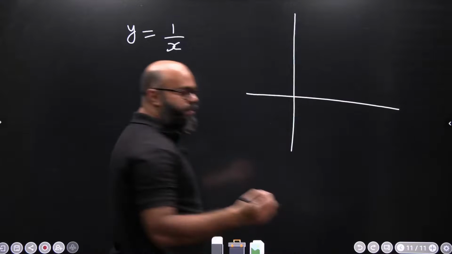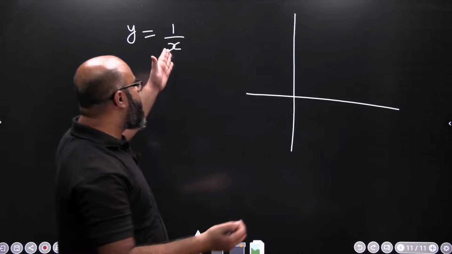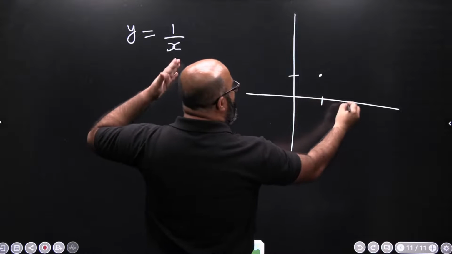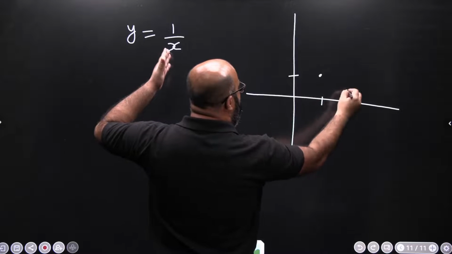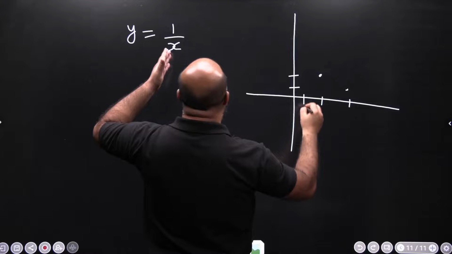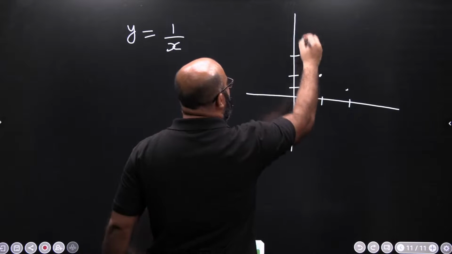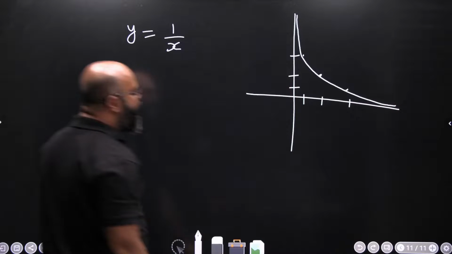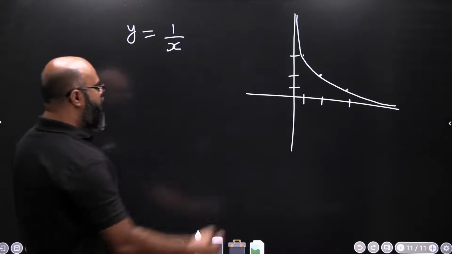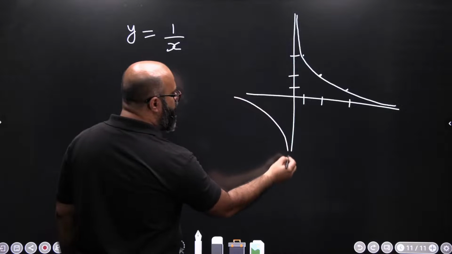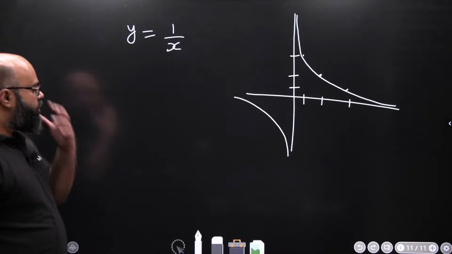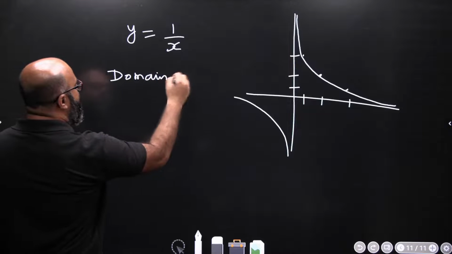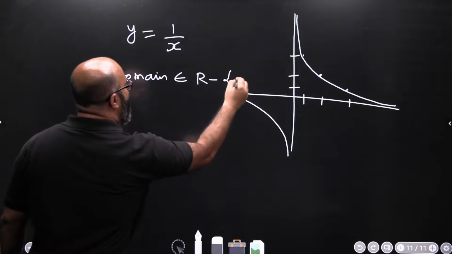You can take some simple points and plot them, like you will take x is equal to 1, you will get 1, you will take x is equal to 2, you will get half, like this. If you take x is equal to half, you will get 2, like this. So, graph would be something like this. If you take negative values of x, the graph would be similar, but it would be in the third quadrant. So, this is a function and its domain, as we already studied, is real numbers except 0.